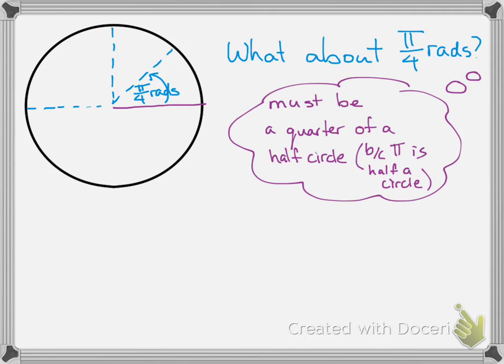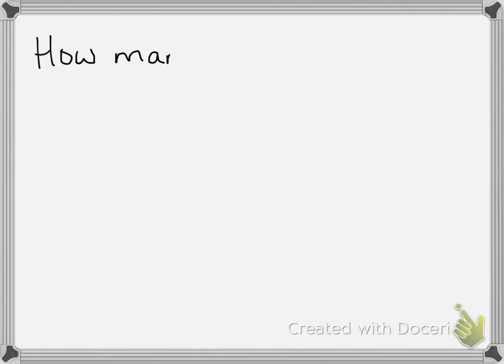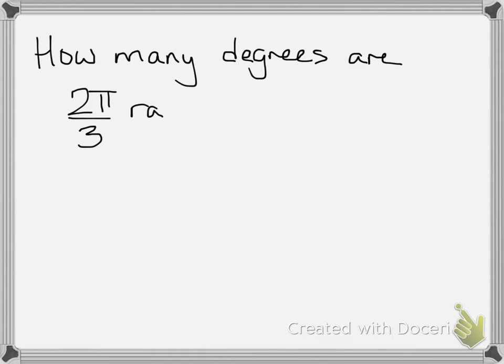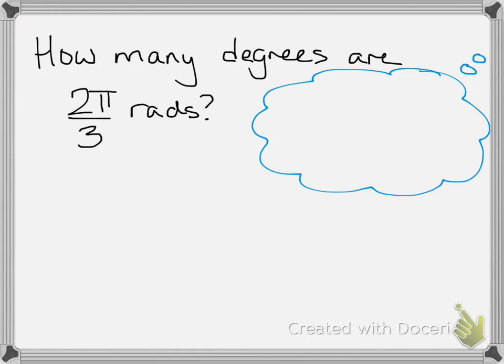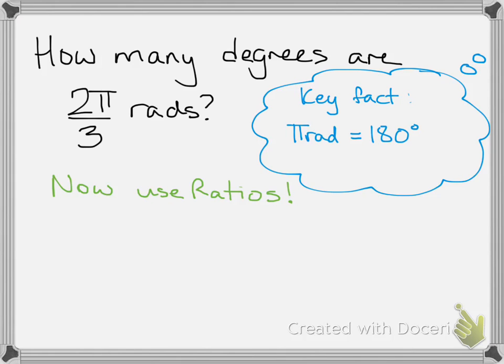Okay, so now let's look at actually converting back and forth. How many degrees are 2 pi by 3 radians? So 2/3 pi radians, how many degrees is that? Well, the only key fact that you need to know is that pi radians is 180 degrees. So if pi radians is 180 degrees, then we can set up a ratio. And you can be really happy about that, because it's like you're back in grade 7.